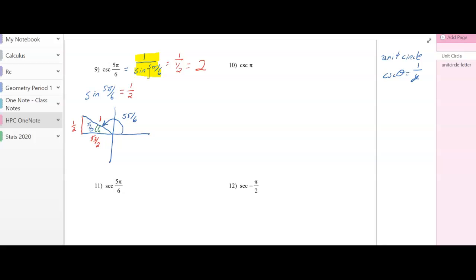Okay, problem number 10, cosecant of π. So π puts you on the axis here with this green dot. That is -1, 0. So the cosecant is 1 over y, so 1 over 0. And we don't leave it like that, so we say the cosecant of π is undefined.